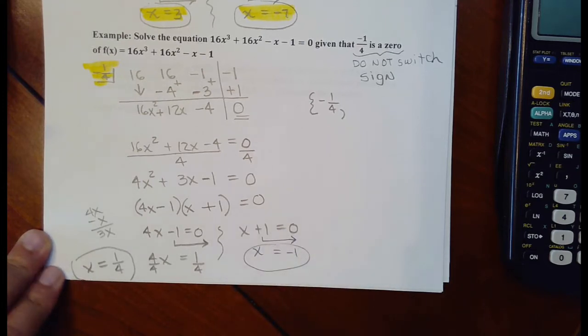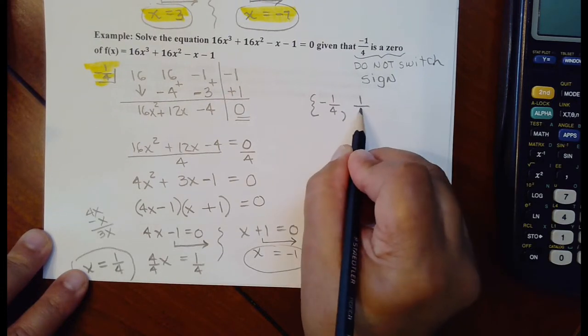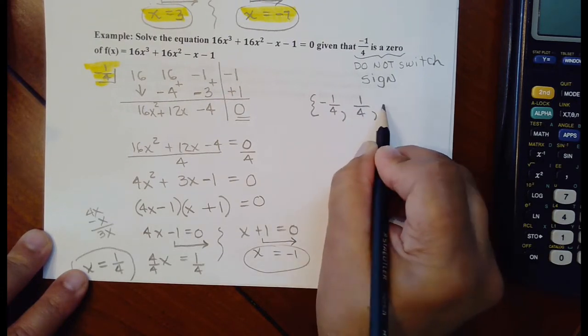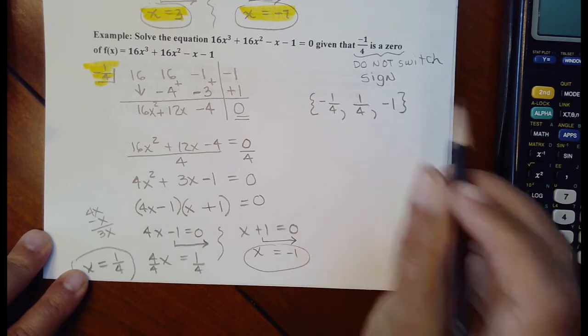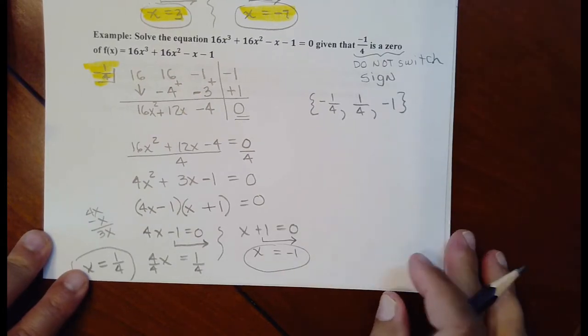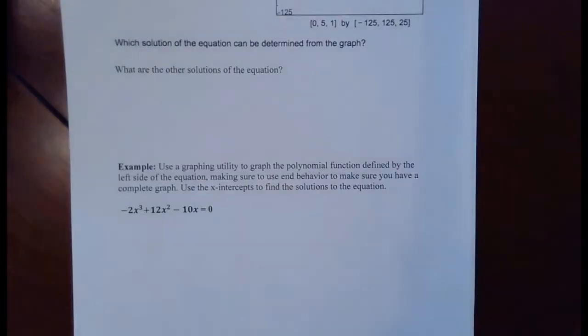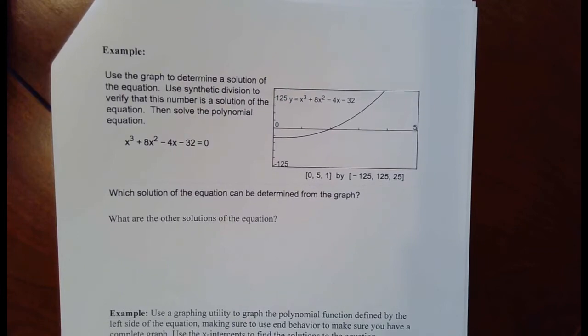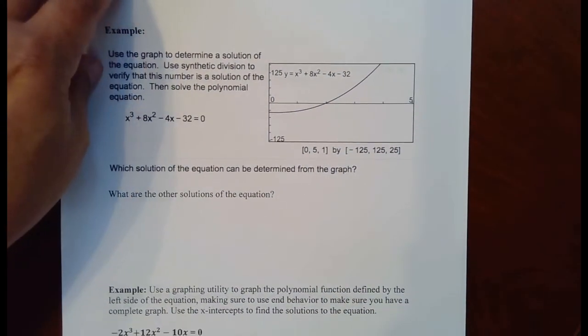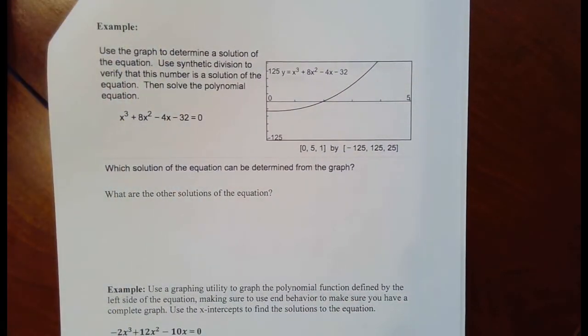Now they've given it to you in equation form, and you already happen to know that this 2 right here is an actual solution to the problem. So which solution of the equation can be determined from the graph? This number right here. We know that it's 0 because its y-partner is 0. Anytime something's an x-intercept, it is an actual solution to the problem. So x equal to positive 2 is a solution.